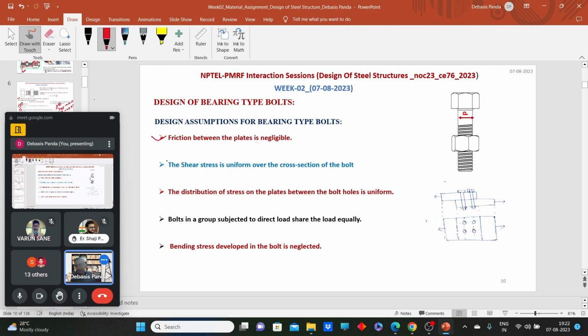Now the second assumption is that the shear stress is uniform over the cross section of the bolt. This is an assumption we have to keep in mind.